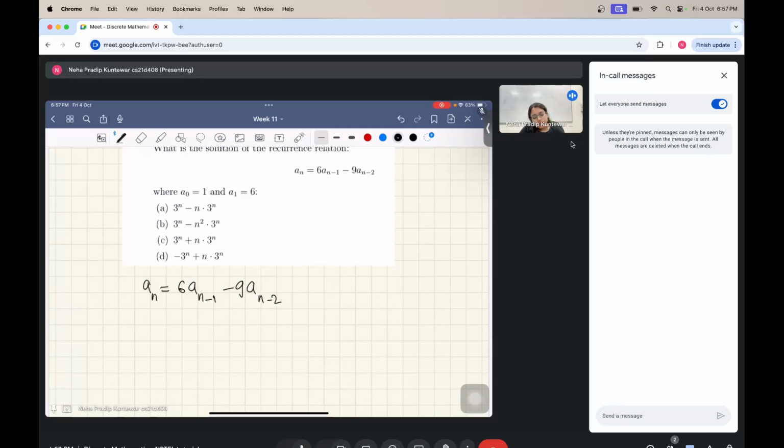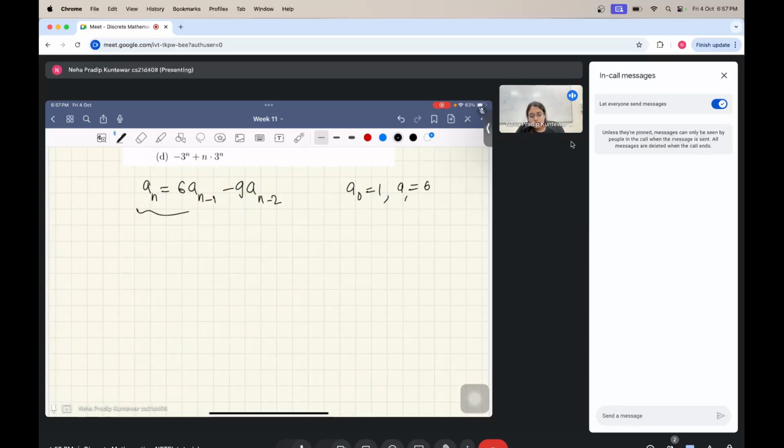And you know that a0 is 1 and a1 is 6. Okay, so now what we'll do is we'll use the theorem that we saw in the lecture, which says that if you're given this, then the first step is that you write a characteristic equation for this. So what is the characteristic equation?